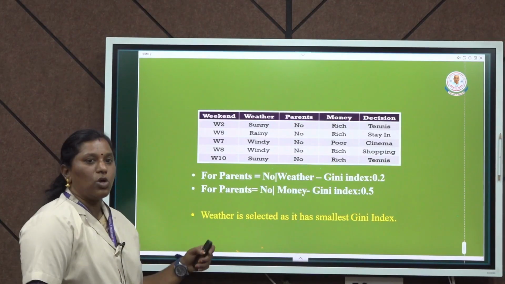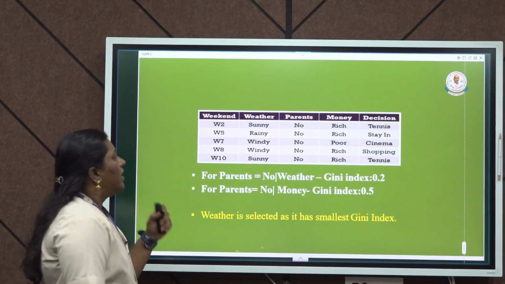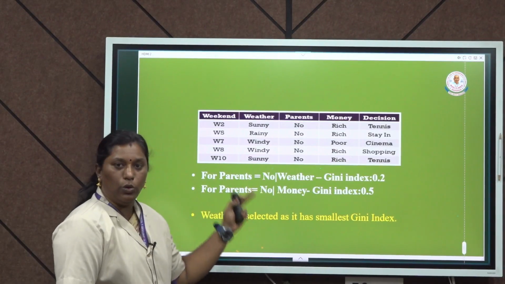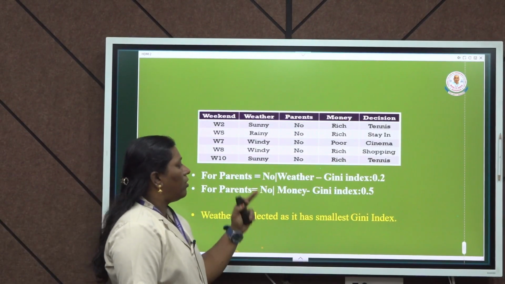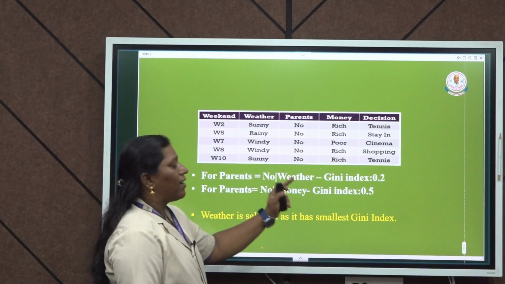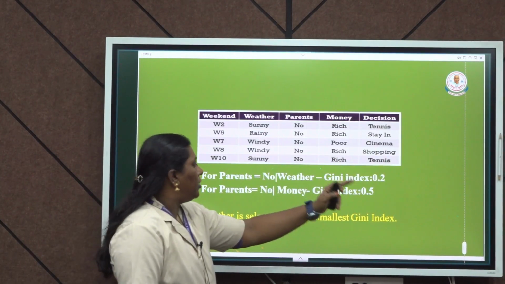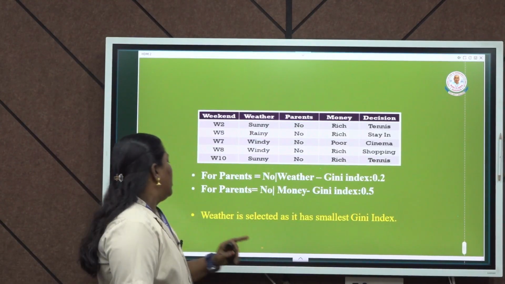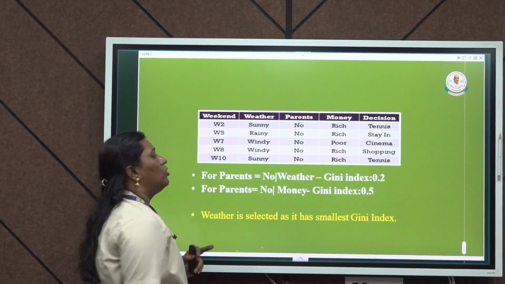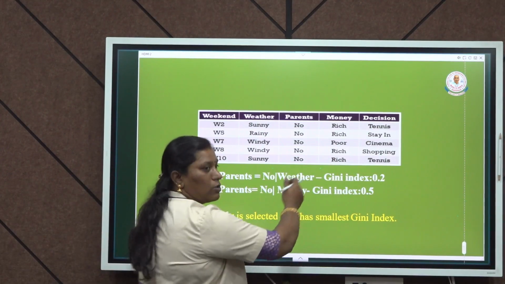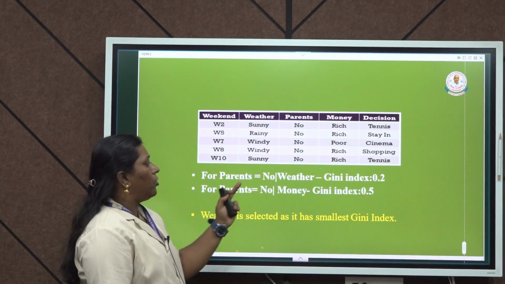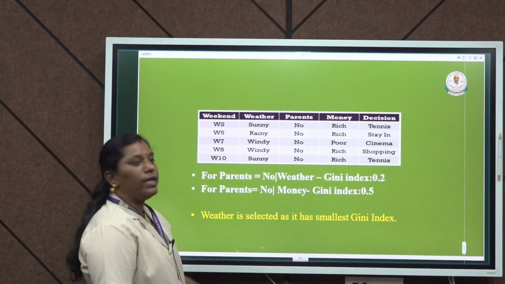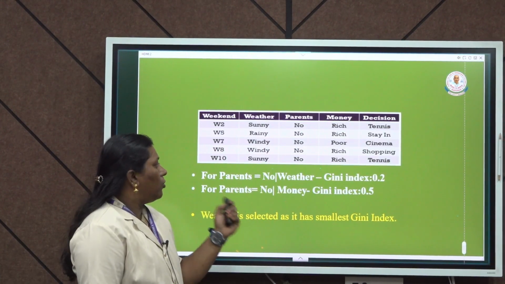Next, we are going to consolidate the weighted averages for which we have calculated the Gini index. When the parent is equal to no, we have calculated the Gini index for weather and money. For weather we have calculated the weighted average Gini index as 0.2, and for money as 0.5. Among these two, 0.2 which is associated with weather is the smaller value. So we are selecting weather as the next node to be included.